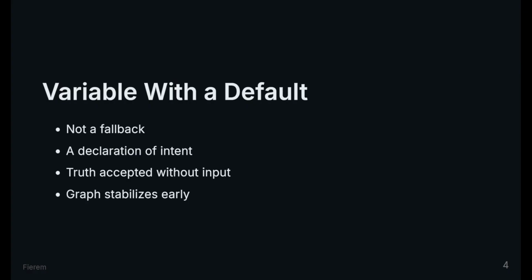Now contrast that with a default. A default is not a fallback. It is a declaration of intent. It tells Terraform, if no other truth appears, this is the truth I accept. That truth stabilizes the graph.